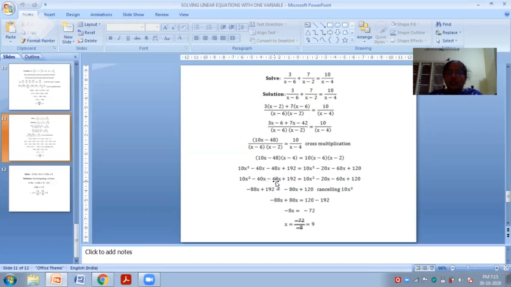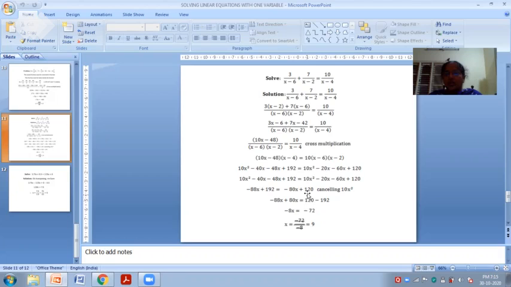See here, this is 48x, this is 40x. Therefore, both are the same sign, minus 88x. And then this is plus 192 on this side. Next come to this side, this is minus 20x, this is minus 60. Add together, that is minus 80x and plus 120.